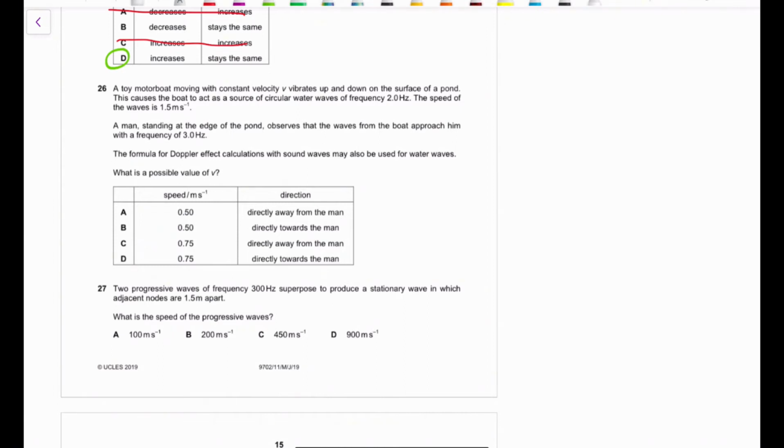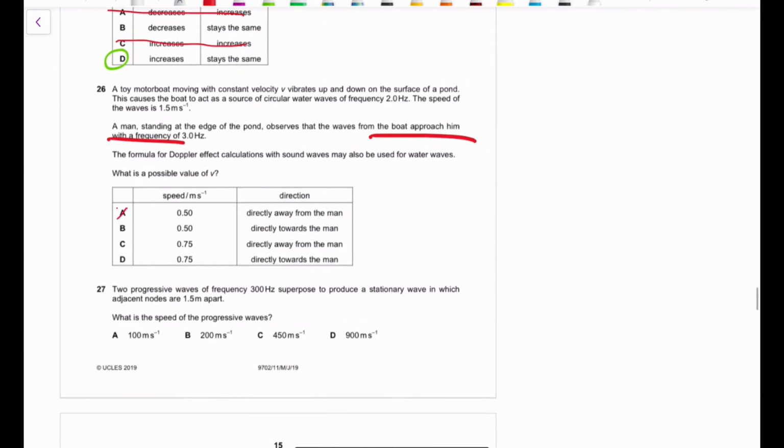One important thing that you need to understand is it's approaching him. So if it's approaching him, it's going to move directly towards the man. Because it's directly approaching the man, it would mean that A is wrong because it's moving away from the man. It would also mean that C is wrong because it's also moving away from the man. So the two correct answers are either B or D. So you just have to decide which of these two answers is going to be correct.